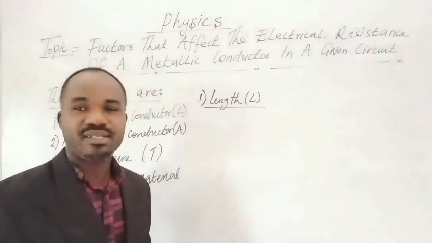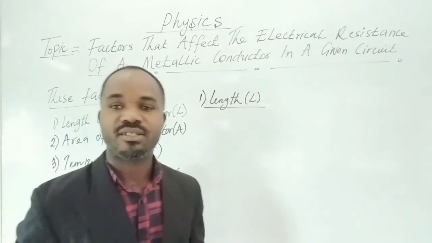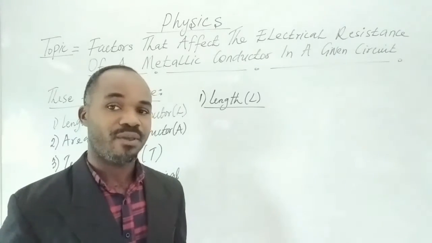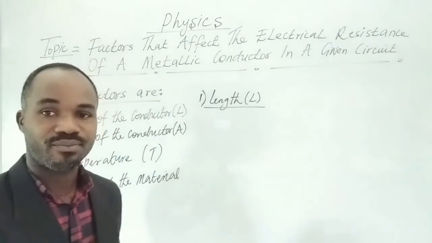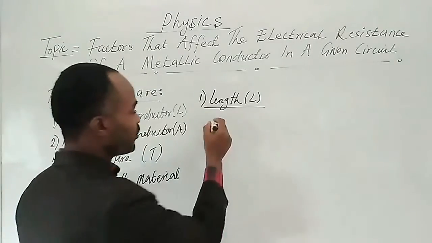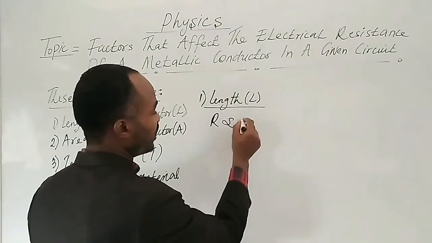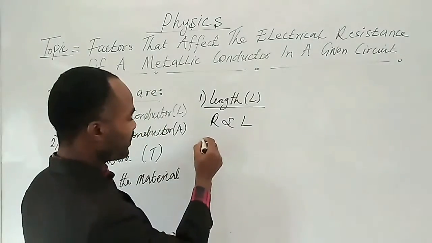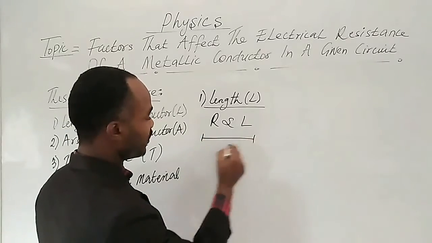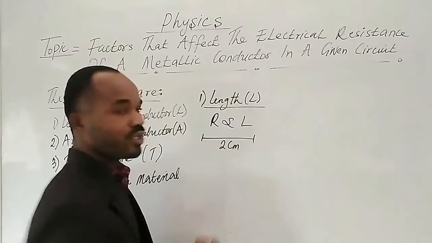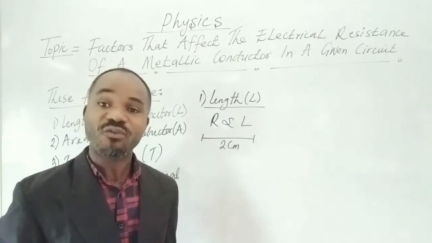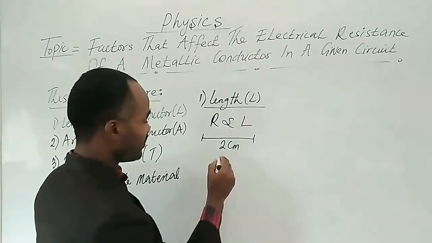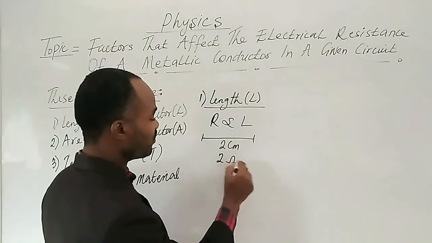Now, the resistance of a conductor with a uniform cross-sectional area is directly proportional to its length. What this means is this. If, for instance, the length of the conductor is just 2 cm, it means that the conductor in question offers 2 ohms as the amount of resistance to the circuit.